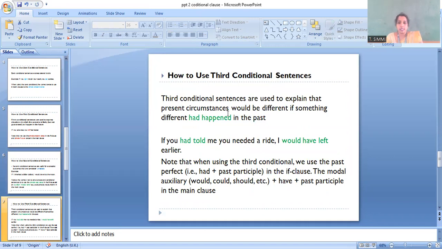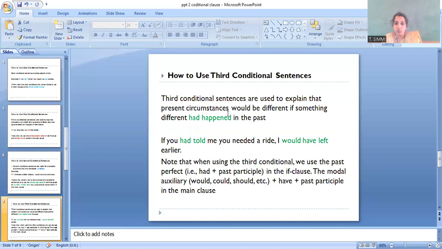And the fourth one is third conditional sentences. These third conditional sentences are used to explain that present circumstances would be different if something different had happened in the past. It's not the present, it's not the future, it's not an unrealistic thing. This is about the past. If you had told me you needed a ride, I would have left earlier.